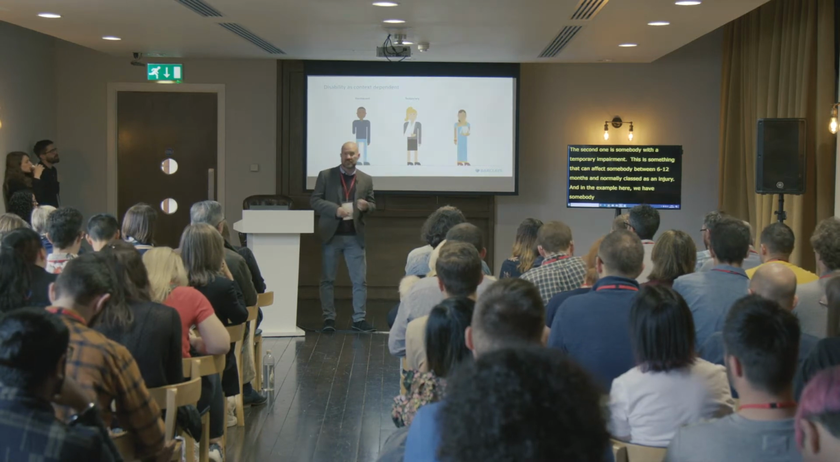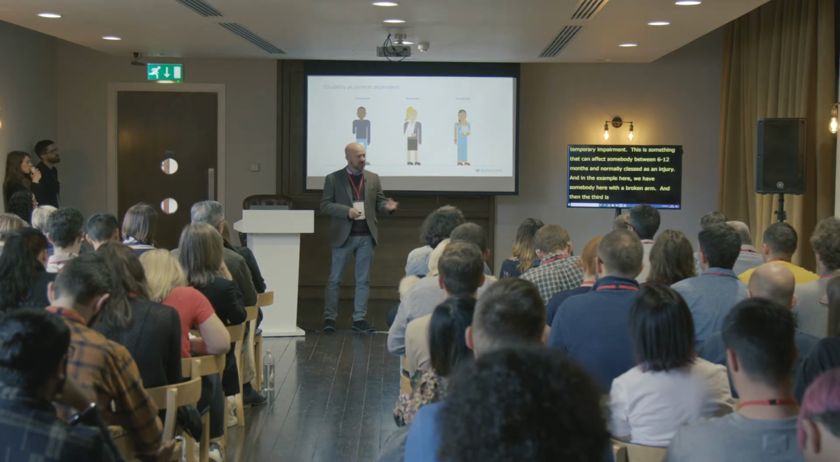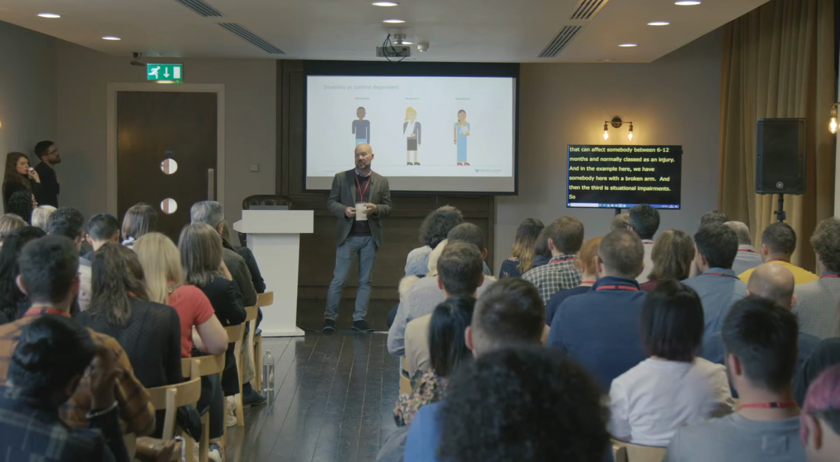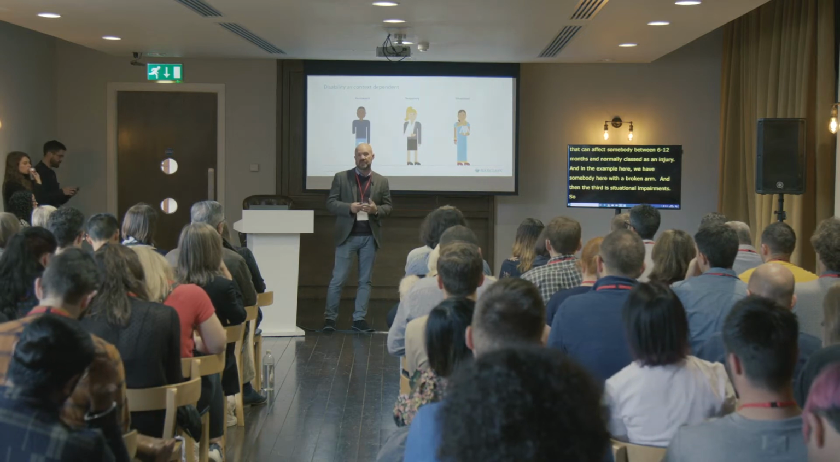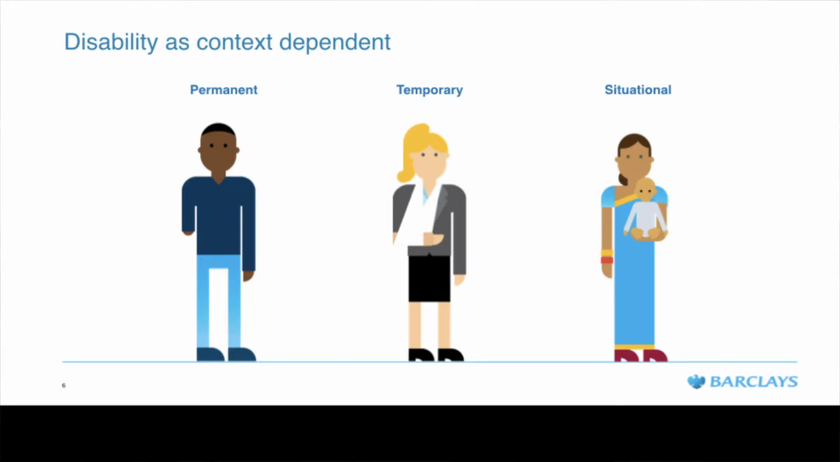And then the third is situational impairments. When we talk about situational impairments, we're talking about a situation that makes it difficult or impossible to complete a task due to the situation that you're in. The example here is a mother holding a baby in her dominant arm, so it makes the other arm the one that she has to try and use. So this one becomes incapacitated because she's holding the baby, and that's the situation that she's in.